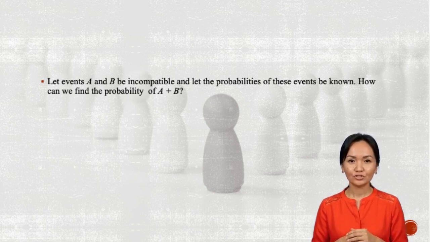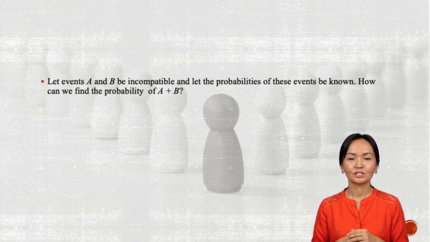For example, when tossing a coin, getting heads and getting tails are incompatible events because you cannot get both on a single toss. Now let's say we know the individual probabilities of these events. The question is, how can we find the probability that either event A occurs or event B occurs? In other words, what is the probability of A plus B, where the plus sign represents the union of these two events? This is not just a theoretical question. In real life, we often face situations where we want to know the probability of one outcome or another, and we need a reliable method to calculate this combined probability.